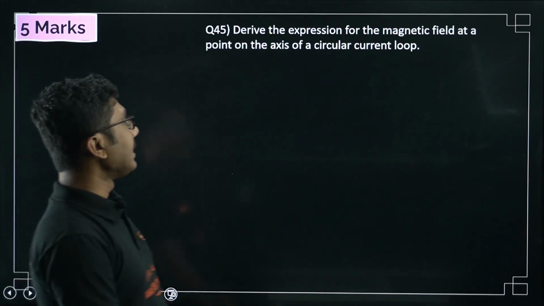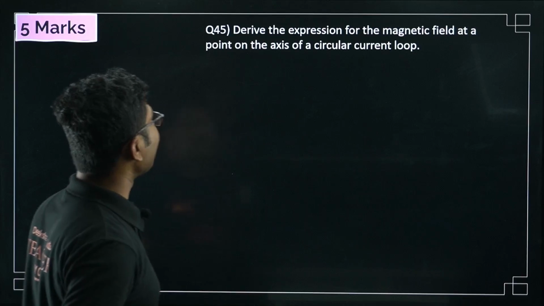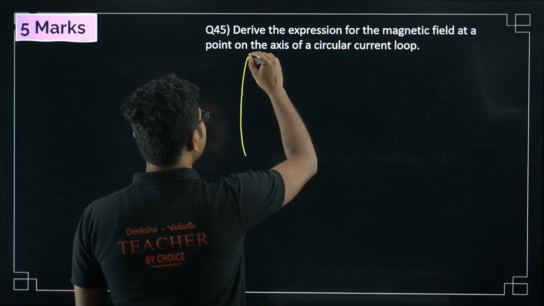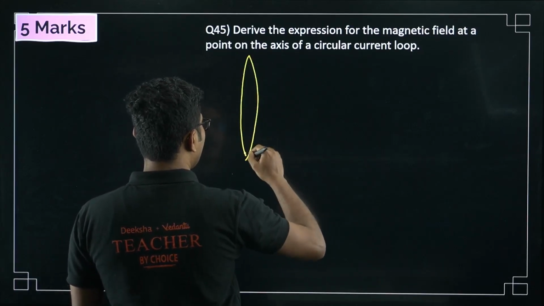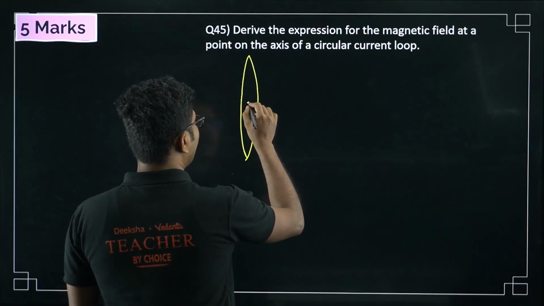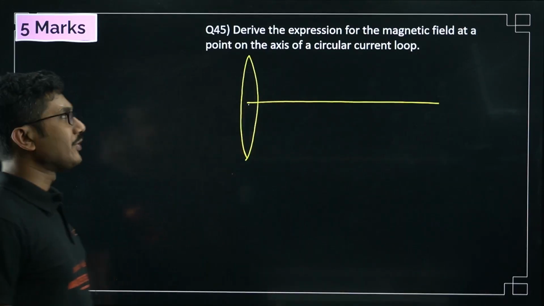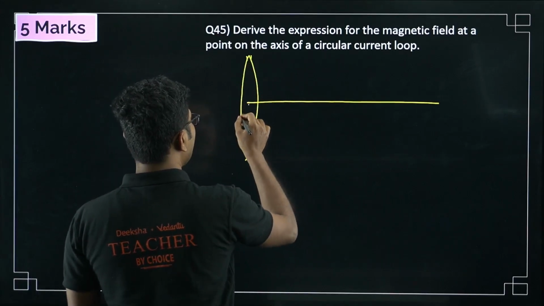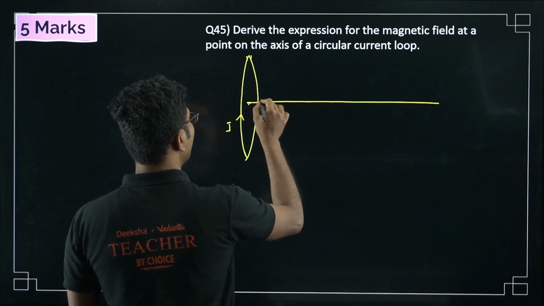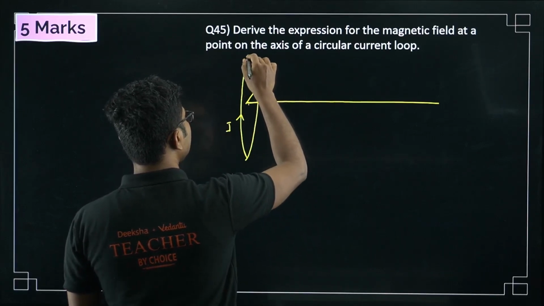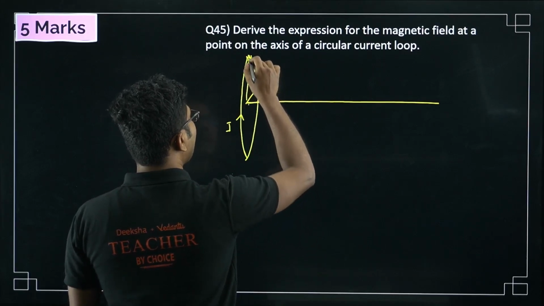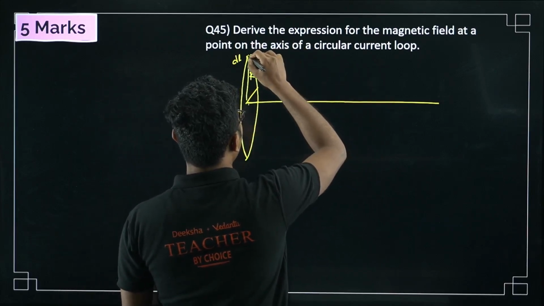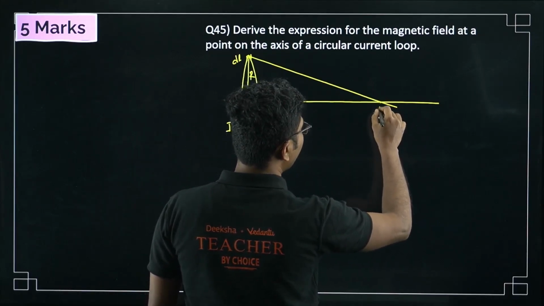Now next question, derive the expression for the magnetic field at a point on the axis of a circular current loop. This is a very important derivation, almost every year, not alternate years, almost every year this question comes. So first of all, obviously we have to consider a circular loop, current through the loop say I, the radius of the loop say R, and we are considering a small element dl over here. The point where we are trying to measure the magnetic field is here, which is P.